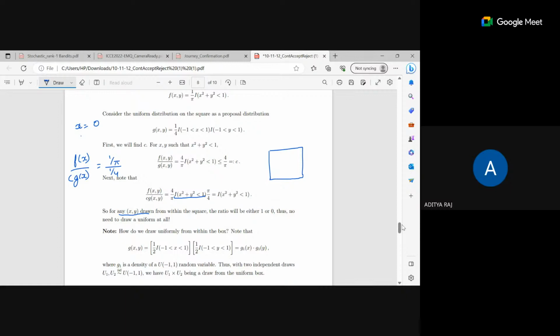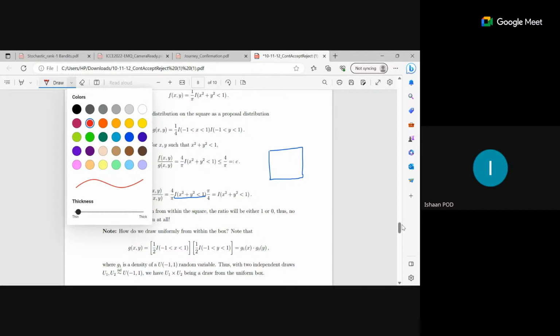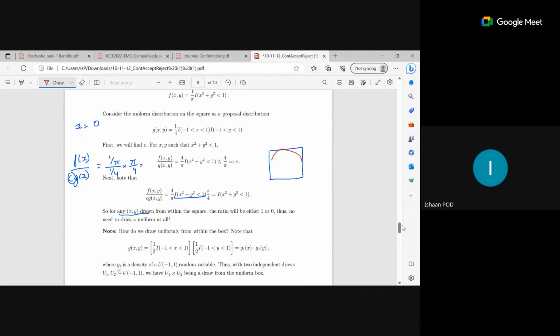Yeah, we will do that. And c, we have already computed, it was coming out to be pi over 4, or rather 4 over pi. Anyway, if you're drawing from this circle, this square is completely covering the borders of it.